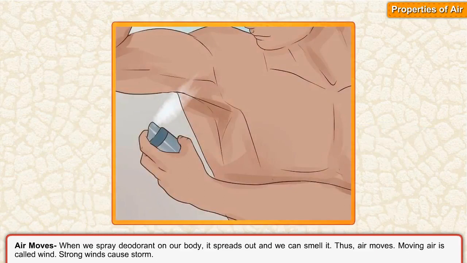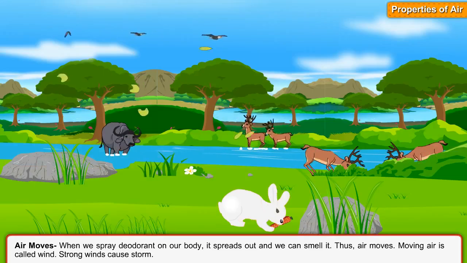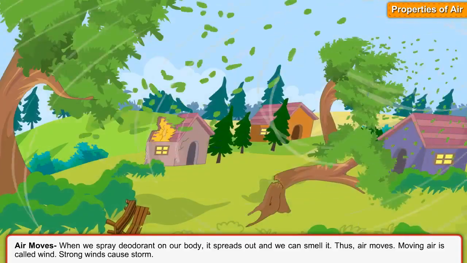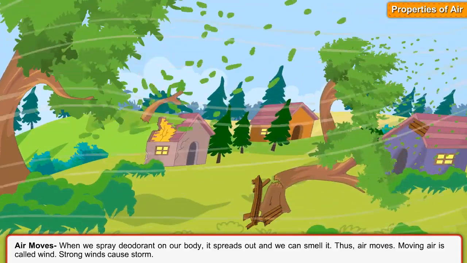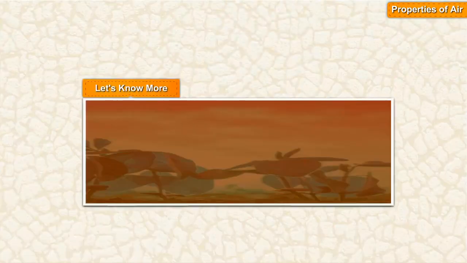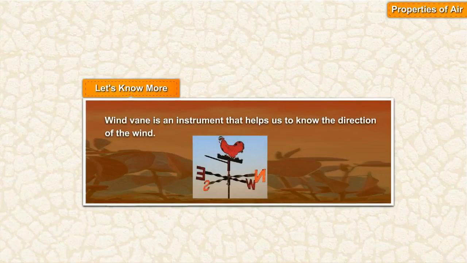Air moves. When we spray deodorant on our body, it spreads out and we can smell it. Thus, air moves. Moving air is called wind. Strong winds cause storms. Let's know more. A wind vane is an instrument that helps us to know the direction of the wind.